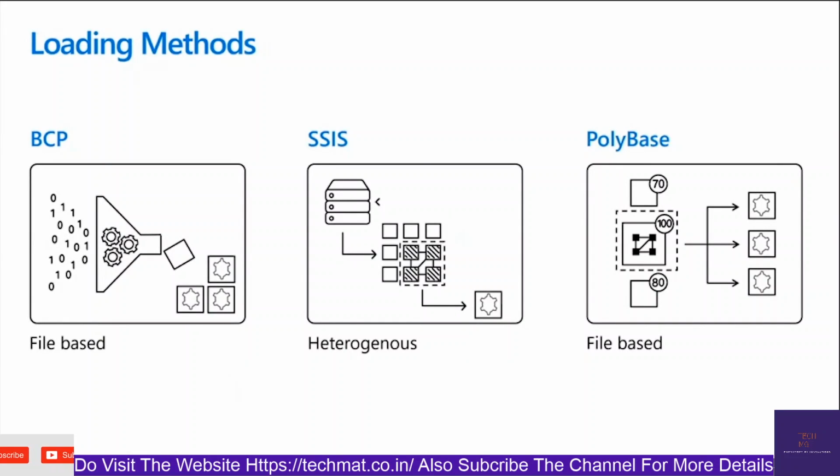In common data load scenarios, you might have previously used command line tools like BCP or a graphical tool like SQL Server Integration Services, or SSIS. The bulk copy program utility, BCP, bulk copies data between an instance of Microsoft SQL Server and a data file in a user-specified format. The BCP utility can be used to import large numbers of new rows into SQL Server tables or to export data out of tables into data files.